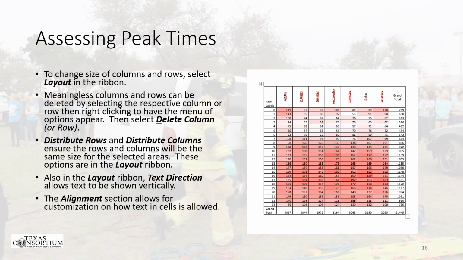And these options are in the layout ribbon. Also in the layout ribbon is the text direction. Sometimes when you have a cell that has numbers, but your labels are pretty long, you might want to have your text go vertical. And the alignment section allows for how the text in the cells is aligned. So if you want to center it, you can do that there. So just basic formatting tips.